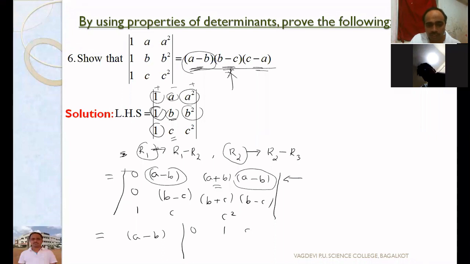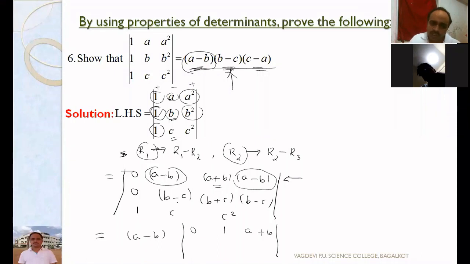What I get here? I get A plus B. Correct? So I have taken A minus B common. See, common factors you have to take only in one row, not in all the rows. Only one factor in one row. A minus B in one row, in the first row.